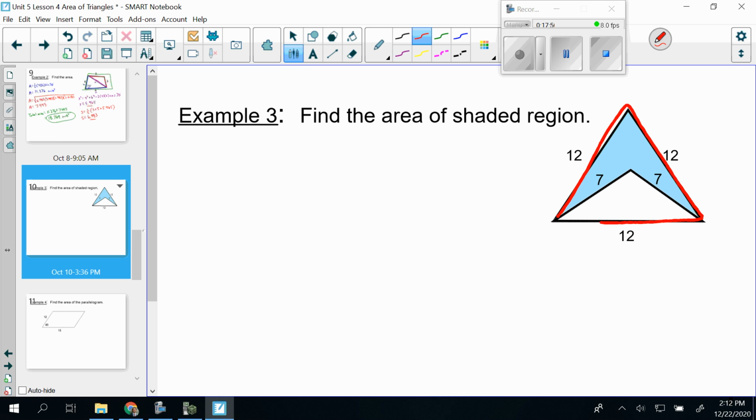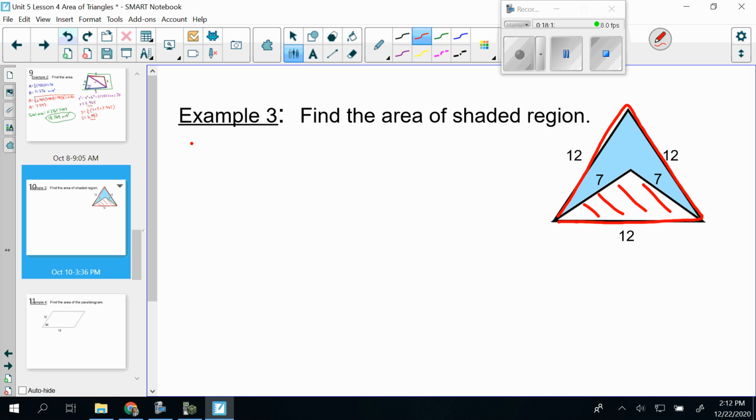And that would give us the area of the whole thing. But if we then find the area of this isosceles triangle right here and subtract that from the area of the big triangle, we'd be left with the shaded region. Both triangles there, we know all three sides, so we could use Heron's formula twice here.